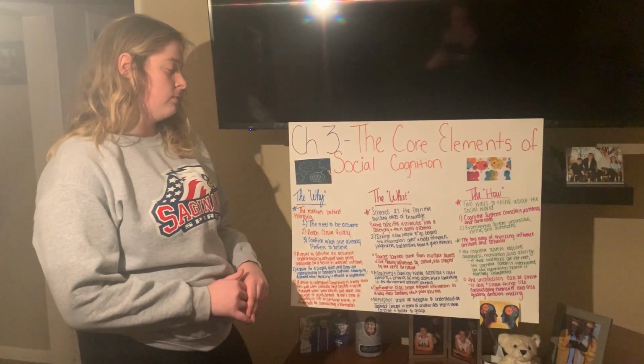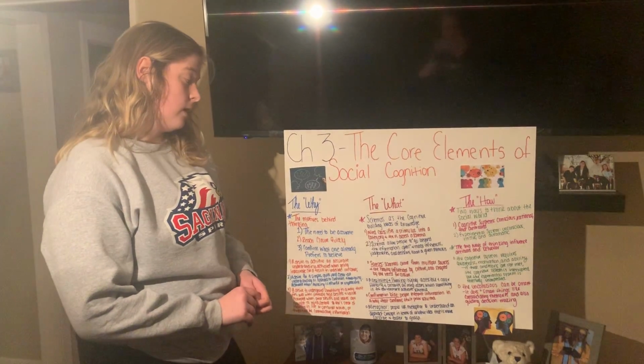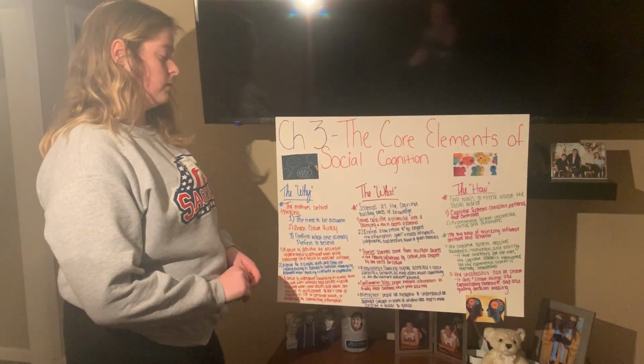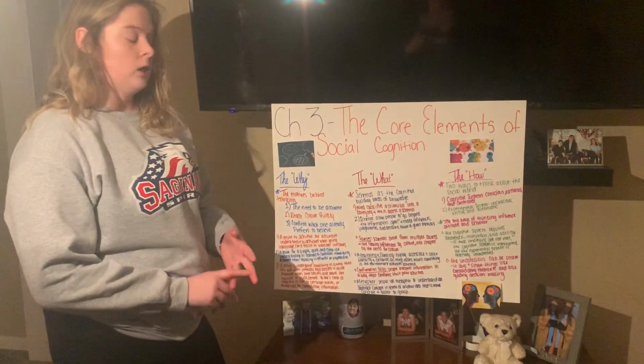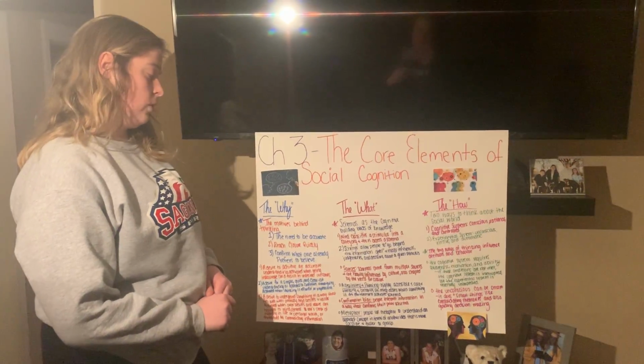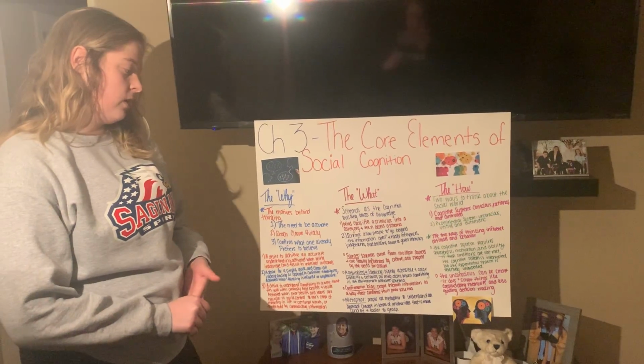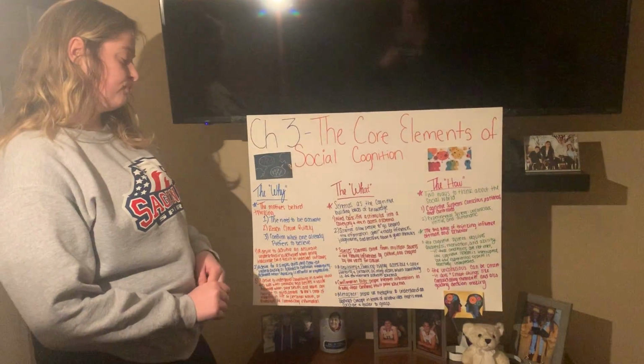The first is source. Schemas come from multiple sources and are heavily influenced by culture and also shaped by the need for closure. The second one is accessibility and priming. Highly accessible schemas color thinking and behavior. Priming occurs when something in the environment activates a schema.